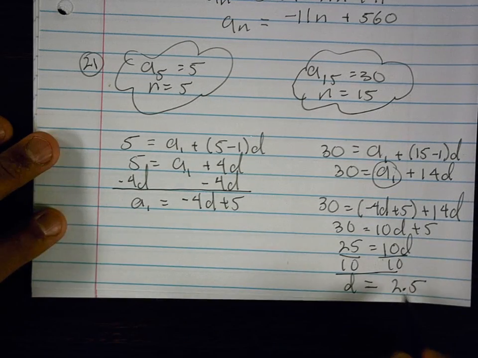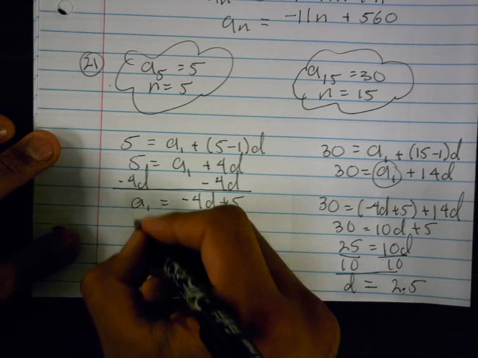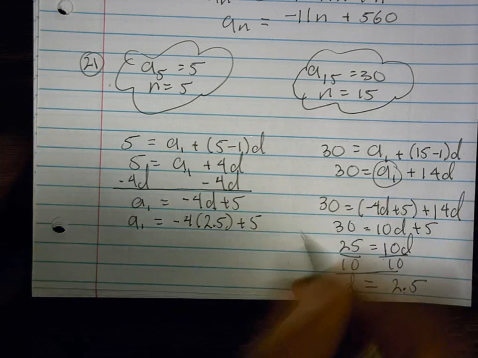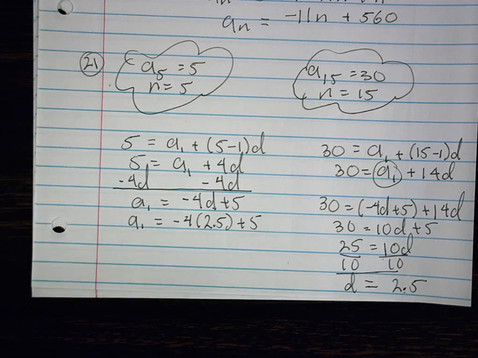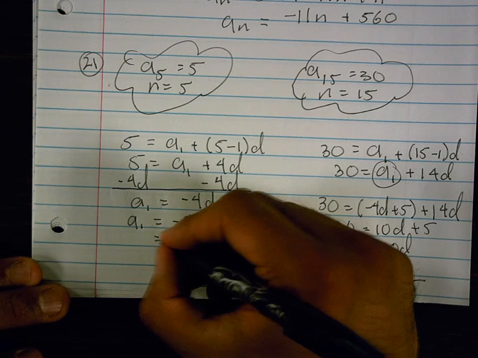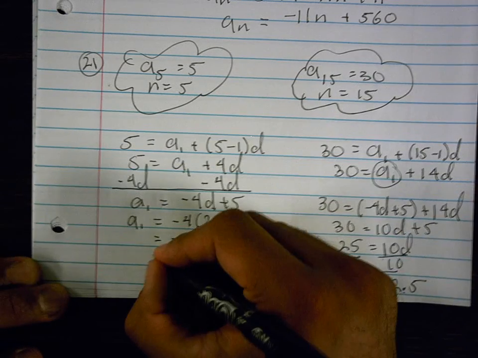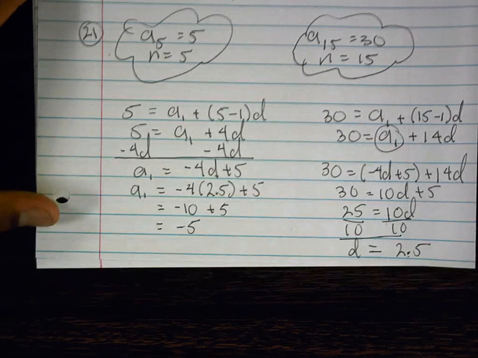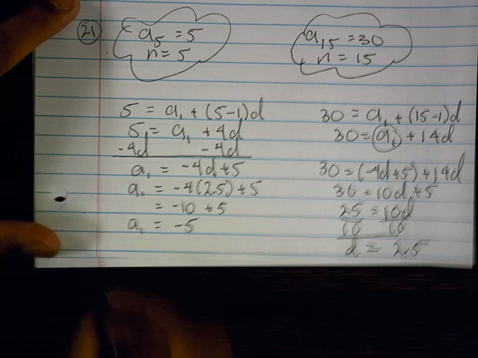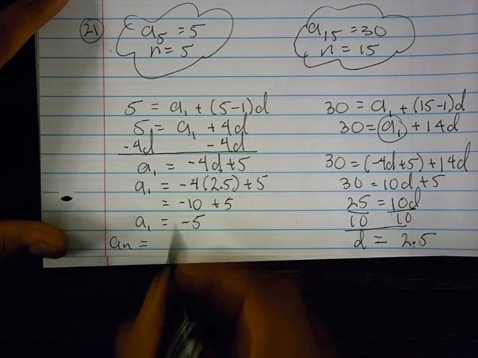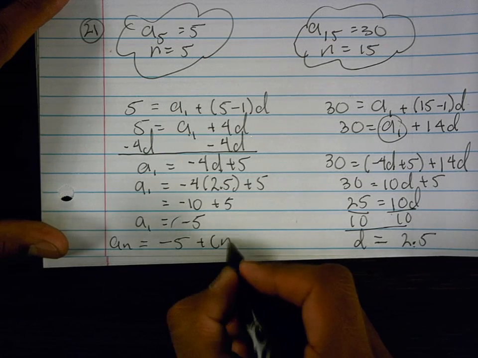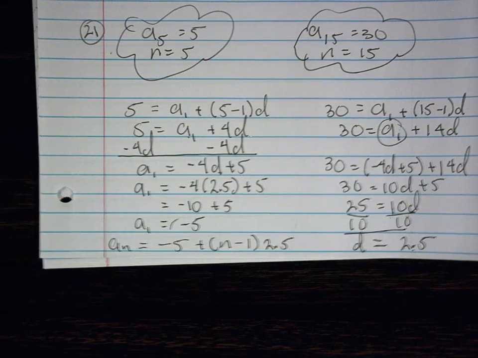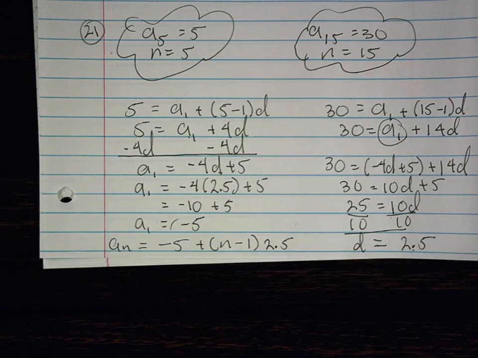Plug back in. So I'm going to take this, I'm going to plug it right there, and say a sub 1 equals negative 4 times 2.5 plus 5. 2.5 times 4, that should get us back to 10. Negative 10 plus 5, and a sub 1 equals negative 5. Okay, and so now I've got everything I need here. I'm going to kind of just squeeze it down here. I'm going to let you guys simplify it on your own. A sub n equals negative 5 plus n minus 1 times d. So simplify that out, and that would be your actual answer. Okay, you have to create a system of equations.